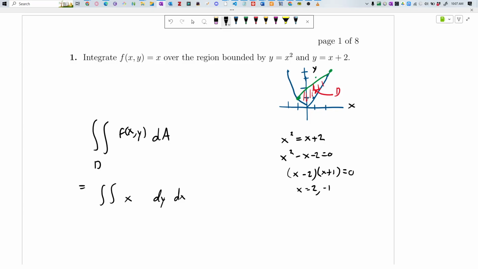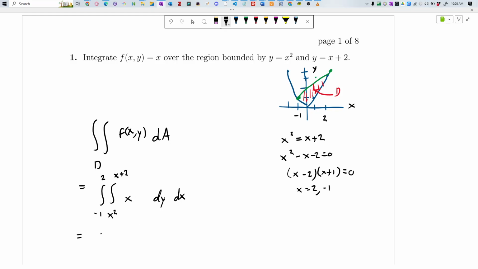So integrating with respect to y, we have, well, okay, let's start with the x. The x ranges from minus 1 to 2, and the integral with respect to y goes from the lower function, which is the x squared function, up to the upper function, which is the line, so that's x plus 2. So this double integral is integrating over the entire domain D. You can kind of tell that based on the bounds of the integral. And we're integrating the function x.